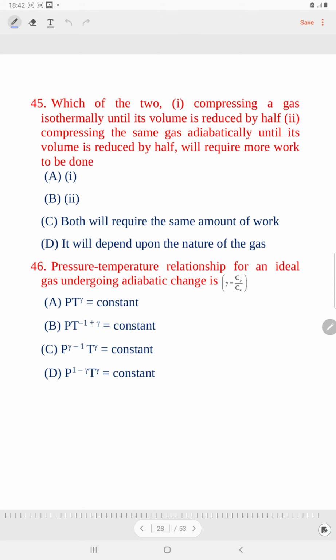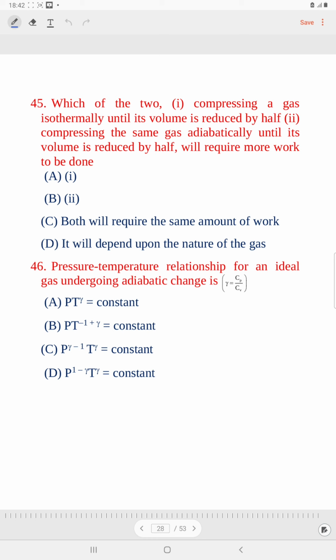Next, 45. Which of the two, number 1, compressing a gas isothermally until its volume reduced by half, number 2, compressing the same gas adiabatically until its volume reduced by half, will require more work done? So in the first case, you are compressing gas isothermally. That means without changing temperature, volume gets reduced to half. In the second case, you are compressing the same gas adiabatically. There also volume gets reduced to half. In which case is the work done going to be more? So more work is done in the case of the adiabatic process. That is option 2.